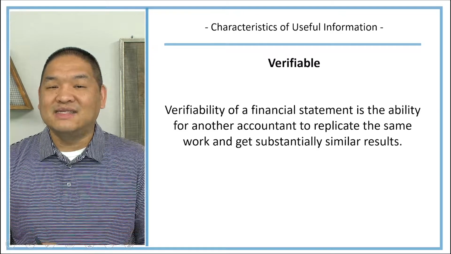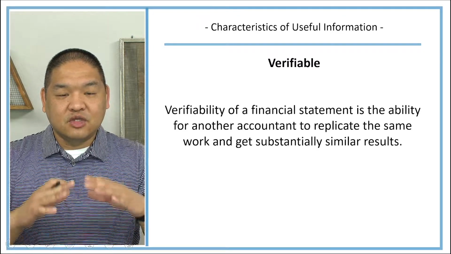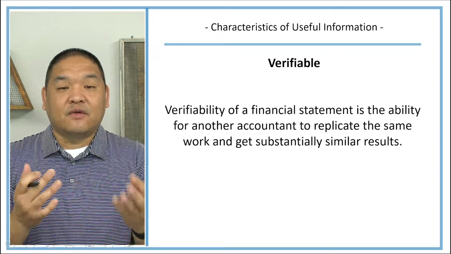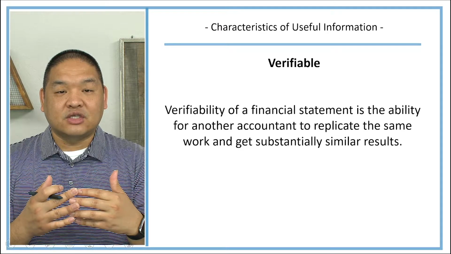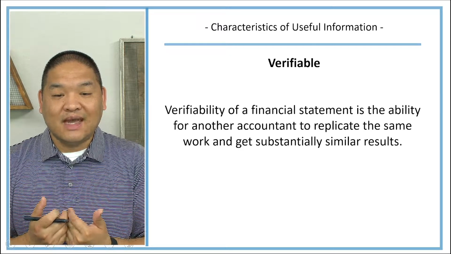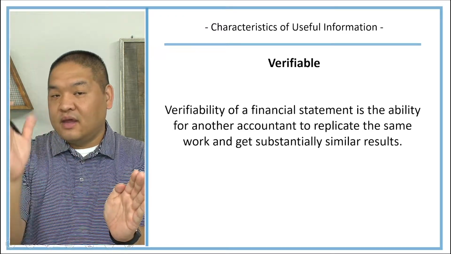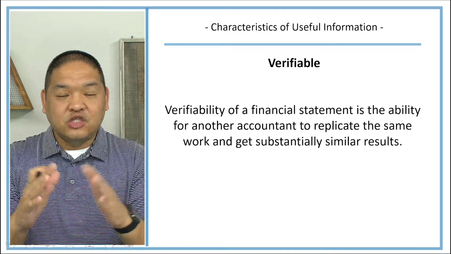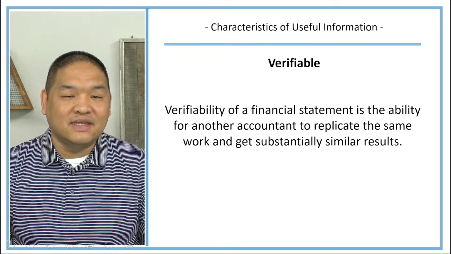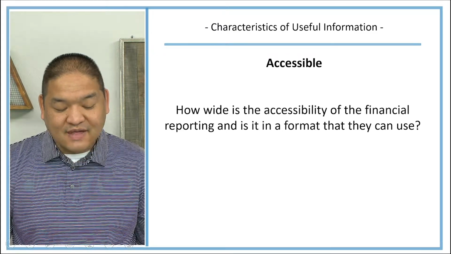Now, notice I didn't say exact result, because remember that accountants have some degrees of freedom as far as how they look at information or data that they're given. That's called professional judgment. And that professional judgment allows me to say, you know what, I'm going to treat it like this, even though someone else might treat it like this. Okay, so we do want some similarity to the information, but we don't need exact when it comes to verifiability. And then lastly, we have accessible.